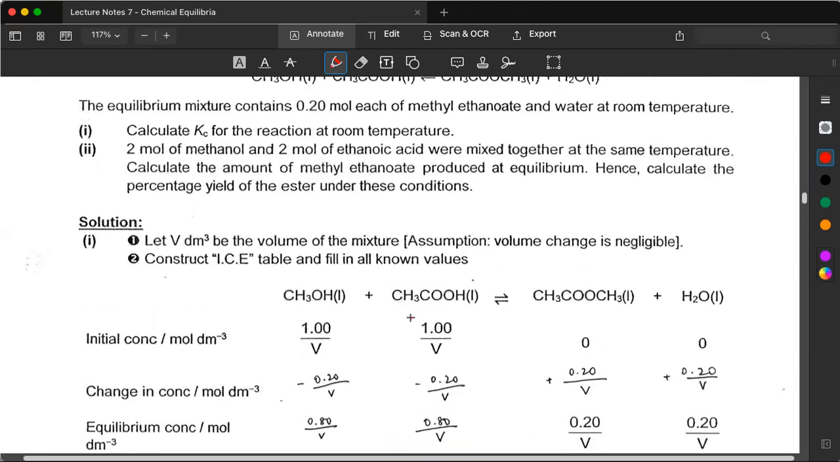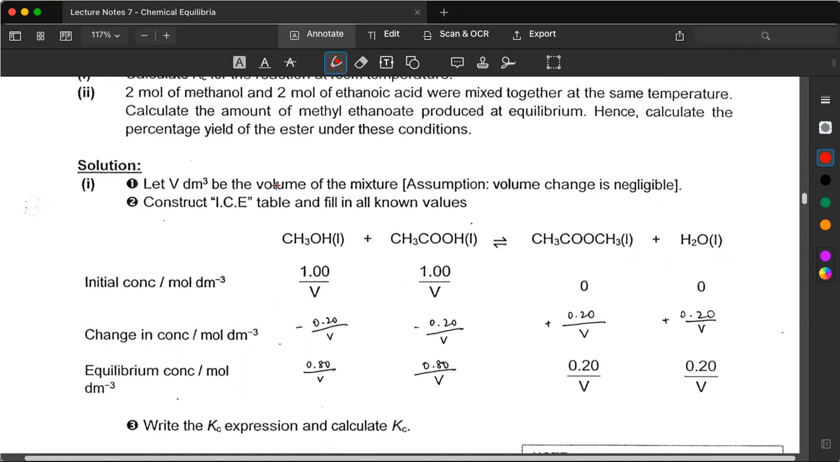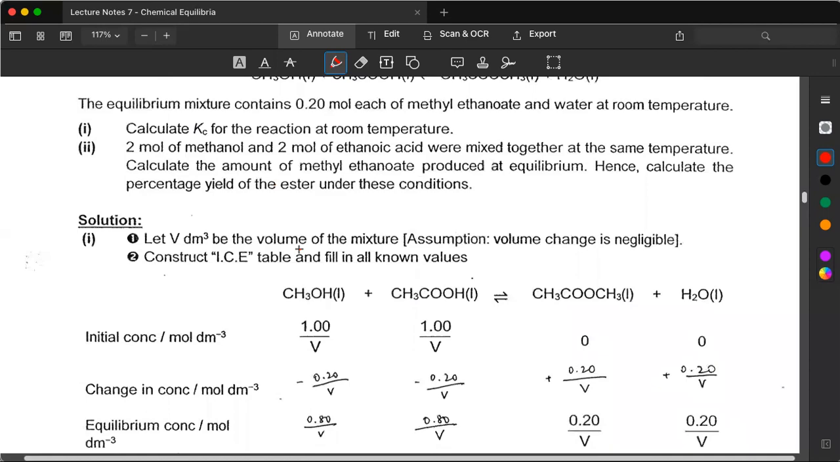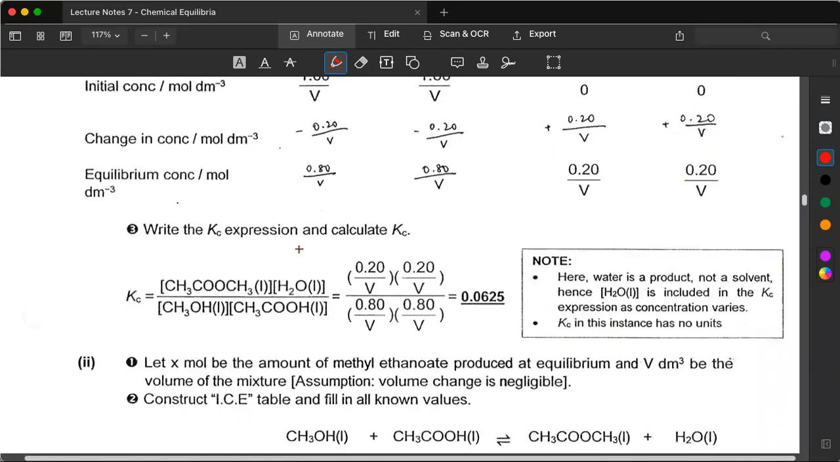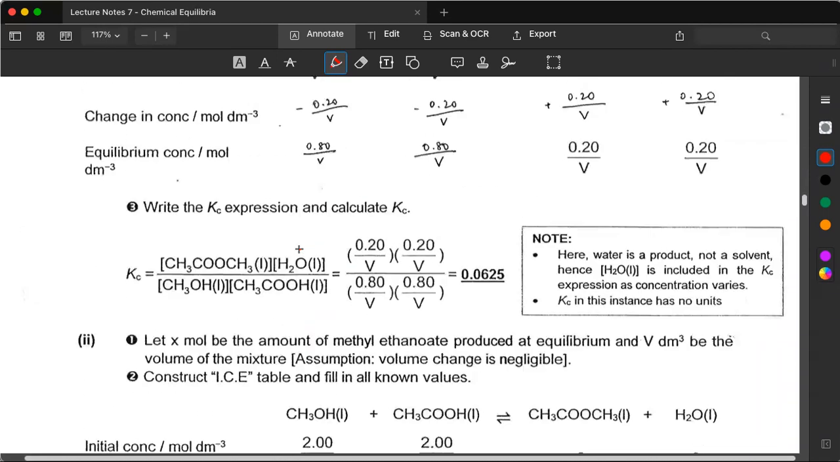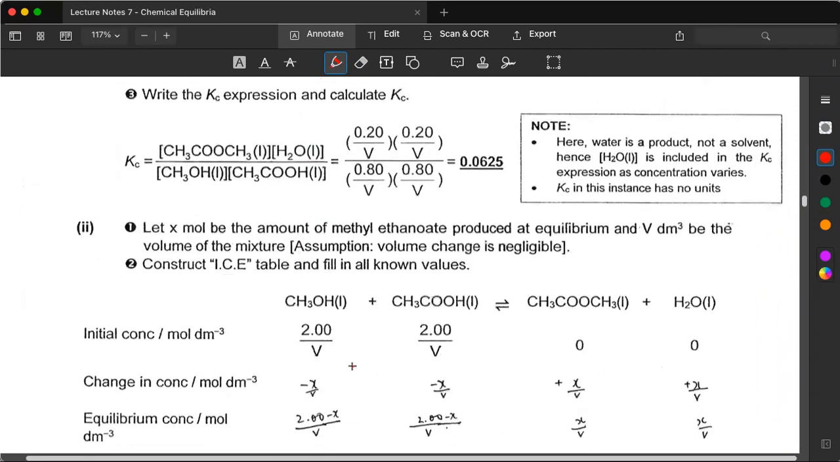So part 2, sorry. Part 2 says that you have 2 mole of methanol and 2 mole of ethanoic acid. Calculate the amount of methyl ethanoate produced at equilibrium. Okay, so let's do the second question. Now you have 2 mole, and since you have calculated Kc, you can work backward to find out. That's the thing. So initially you have 2 mole divided by V.